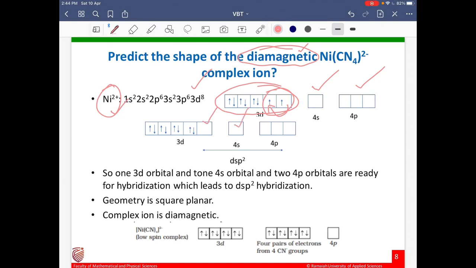Now 2 more vacant orbitals are required, so those will be from 4p. So 1 3d orbital, 1 4s orbital, 2 4p orbitals, total 4 orbitals. These orbitals will undergo hybridization to form dsp2 hybridized orbitals. So a total of 4 dsp2 hybridized orbitals will be there, and those will take part in the bonding. Here the geometry is square planar and the complex ion is diamagnetic in nature.